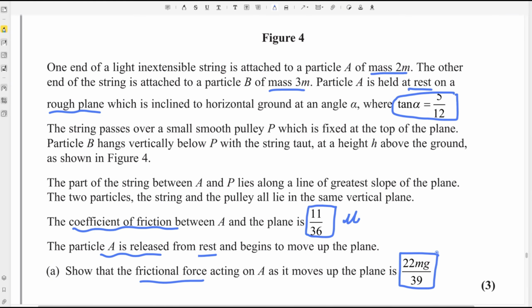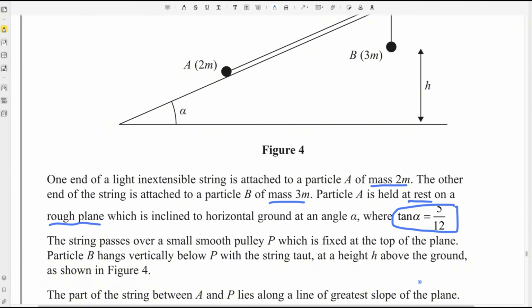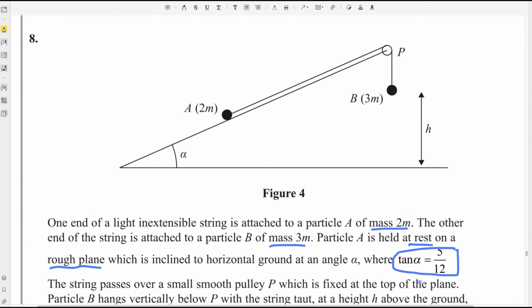We need to prove that the force of friction equals 22 mg/39. As the plane is rough, there is a force of friction here. Look at the figure. When object A is released from rest, B is moving downwards and A is moving up the plane. If A is moving up the plane, we should draw all the forces acting on the particle A. Let me draw all the forces acting on particle A.